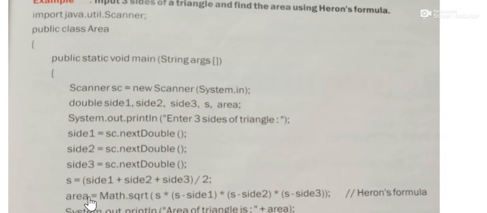and then for root under we have applied area equals math dot sqrt, after that s into s minus side 1 into s minus side 2 into s minus side 3, and in this way area is calculated. After that it shows the area of the triangle. Now you have seen how you can apply the math class's functions in your program.